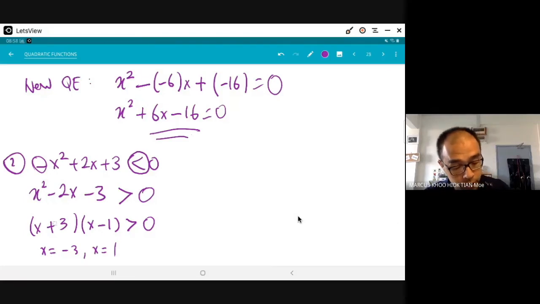Sorry, it should be reversed. The roots are 3 and negative 1. Yeah, sorry, my mistake. So x minus 3 and x plus 1, roots 3 and negative 1.